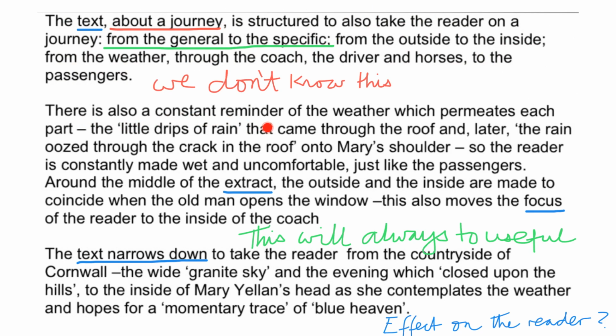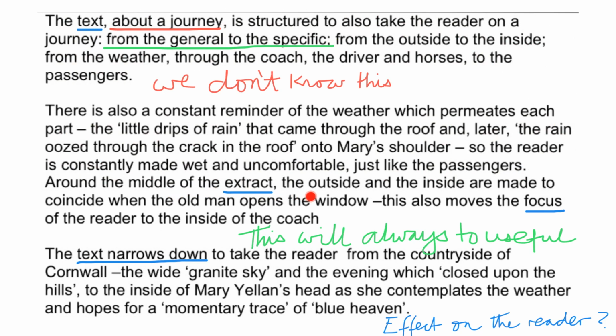There is also a constant reminder of the weather which permeates each part. The little drips of rain that came through the roof, and later the rain oozed through the crack in the roof onto Mary's shoulder. So the reader is constantly made wet and uncomfortable, just like the passengers. Well, that's not strictly true, but that doesn't matter. You're making a point about the structure. In this case, it's the repetition of rain.